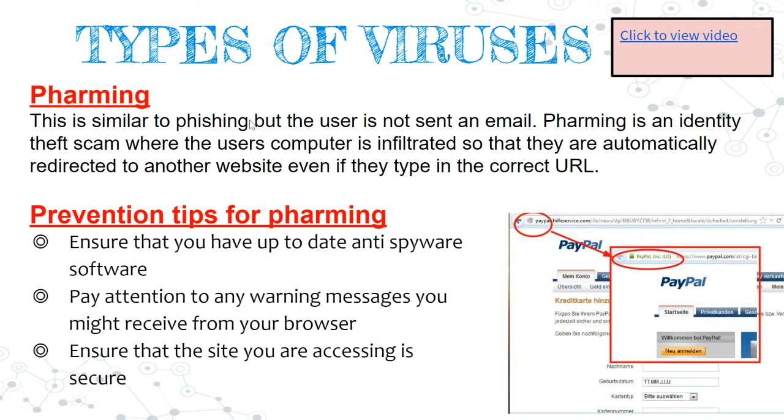Farming. This is similar to phishing, but the user is not sent an email. Farming is an identity theft scam where the user's computer is infiltrated, so they are automatically redirected to another website, even if they've typed in the correct address. So even though you've typed in paypal.com, it's taking you somewhere else. To prevent farming, ensure that you have up-to-date anti-spyware software installed. Pay attention to any warning messages you might receive from your browser. Ensure the site you're accessing is secure.